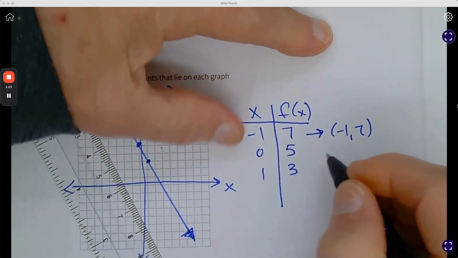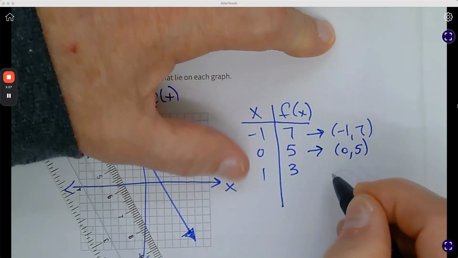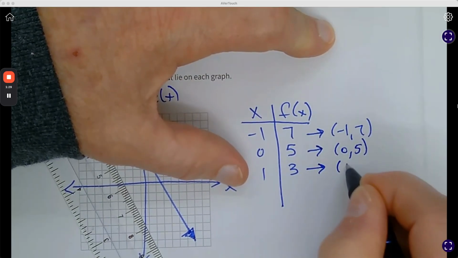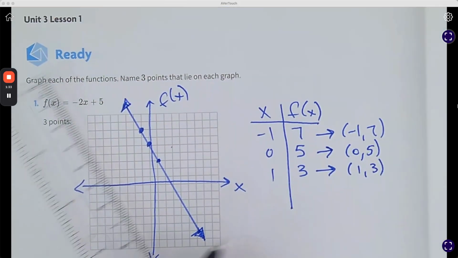These are the 3 solutions, right? I made a table of 3 input and output values. So those are the solutions. There's an infinite number of them. This is just 3 of the infinite number of them.